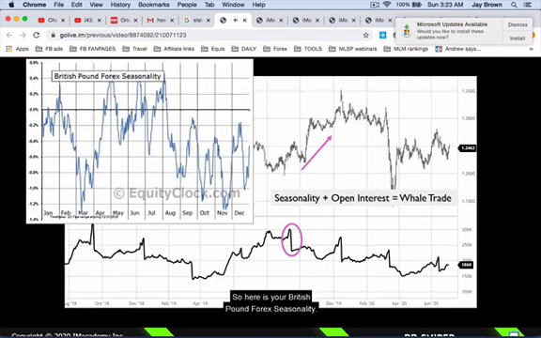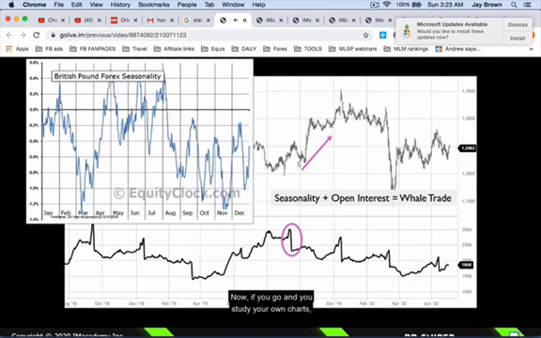So here is your British pound Forex seasonality. And just like I told you, we're looking at the time. We're looking at October of 2019. So when you look at open interest, you see the drop. When you look at the chart, you see the British pound is able to retrace a little bit. What I'm talking about is right here. Open interest drops. Price was able to come down a little bit after this really big bull run.